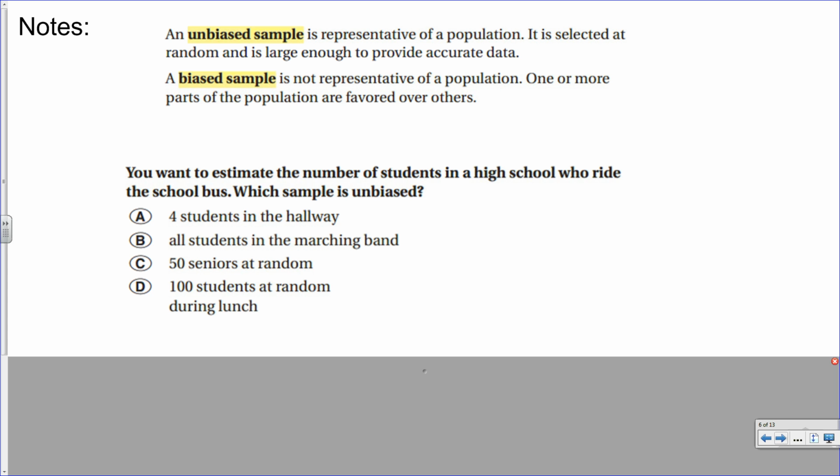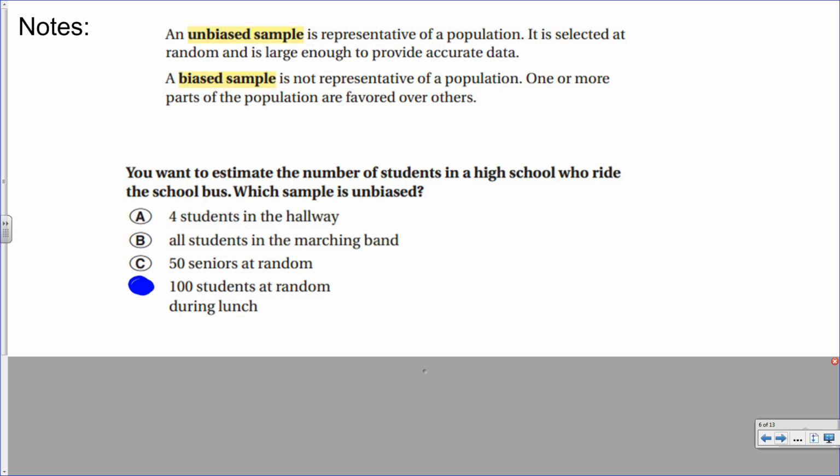You want to estimate the number of students in a high school who ride the school bus. Which one is unbiased? Mark the one you think is unbiased on your paper. Is it 4 students in the hallway, all students in the marching band, 50 seniors at random, or 100 students at random during lunch? So the one that is unbiased would be D.